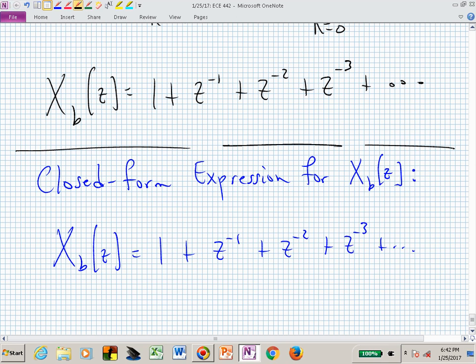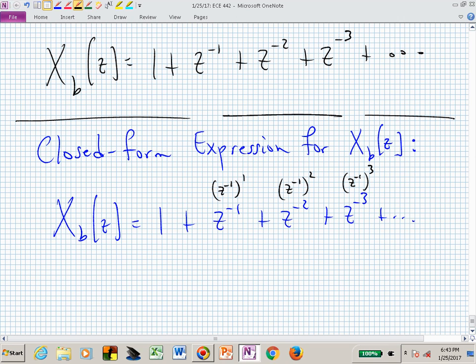Where each factor has the same ratio of z to the minus 1. This is now z to the minus 1 to the 1. This is z to the minus 1 squared. This is z to the minus 1 cubed, etc. Each one is being multiplied by z to the minus 1. The common ratio is z to the minus 1 in this progression. Well, that maybe gives us a clue as to what we can do.